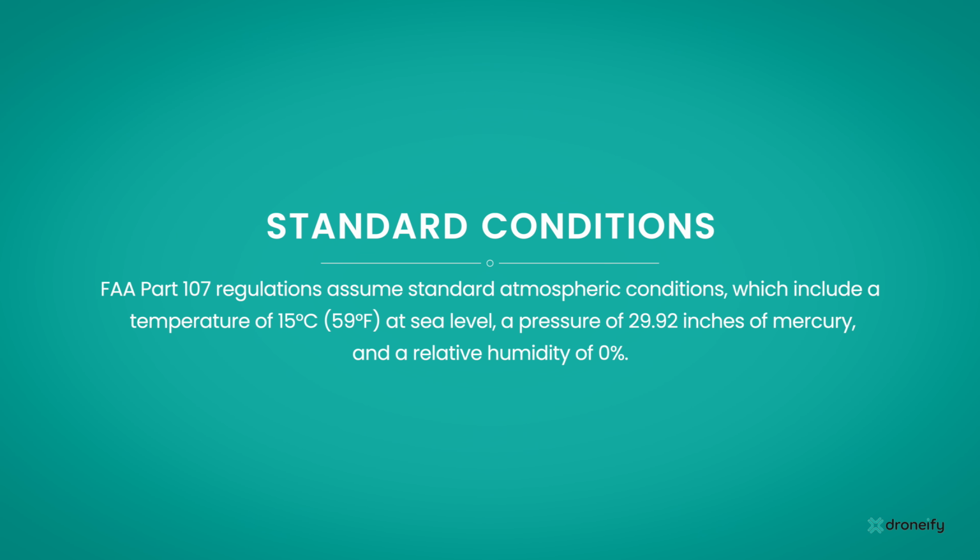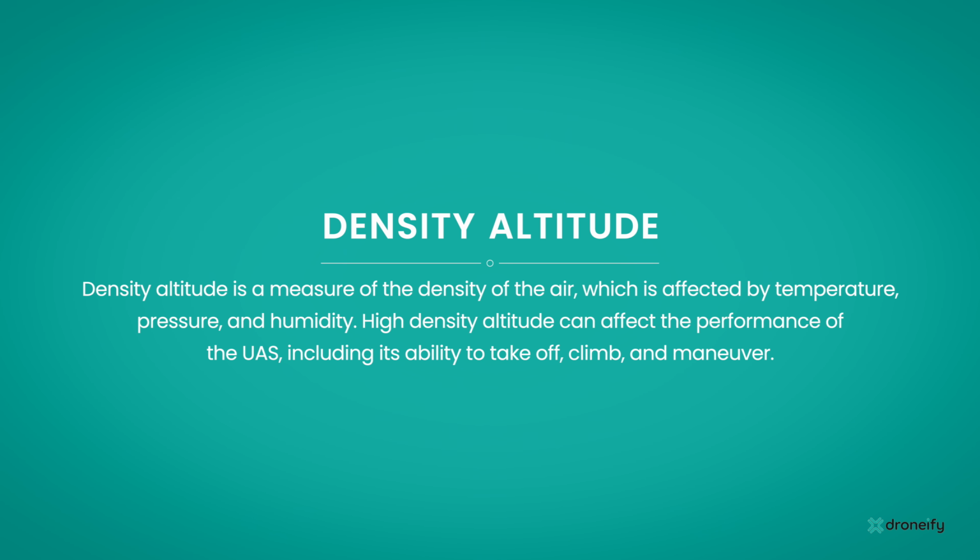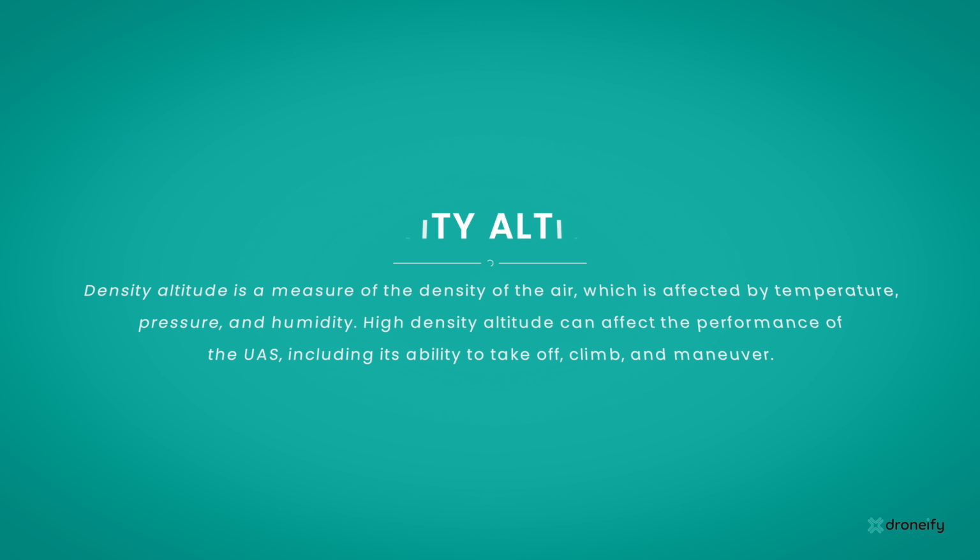Standard conditions. FAA Part 107 regulations assume standard atmospheric conditions, which include a temperature of 15 degrees Celsius or 59 degrees Fahrenheit at sea level, a pressure of 29.92 inches of mercury, with a relative humidity of 0%. Density altitude. Density altitude is a measure of the density of the air, which is affected by temperature, pressure, and humidity. High density altitude can affect the performance of the UAS, including its ability to take off, climb, and maneuver.